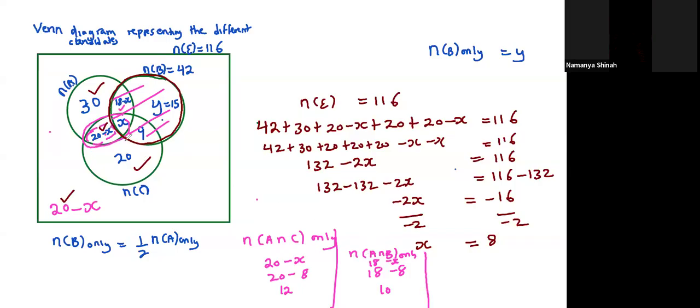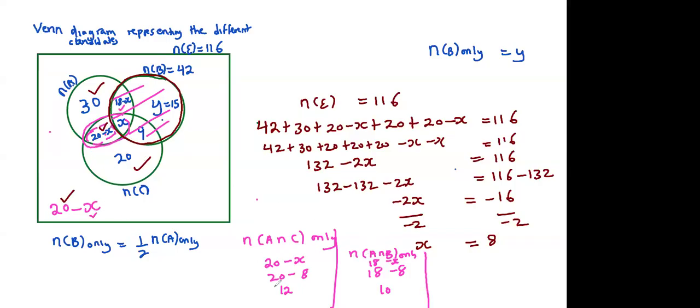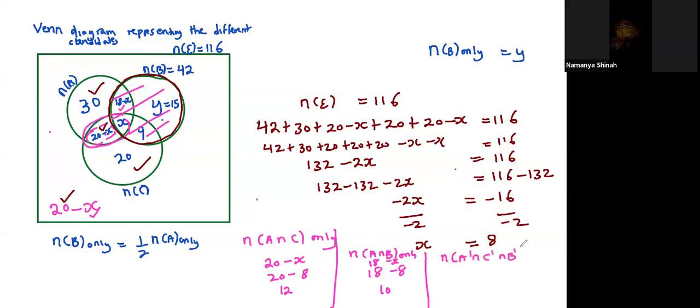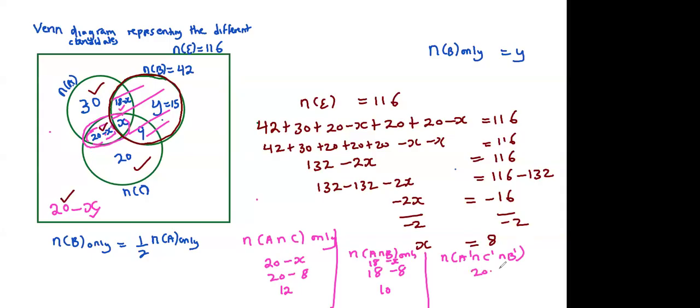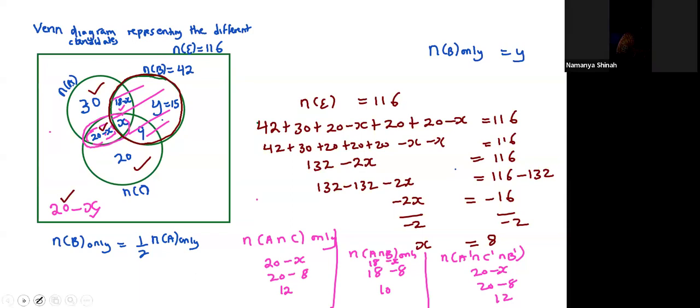I'll continue. I calculate for this one. It is okay since they are the same. For those who do not take any of the subjects, we say this is 20 minus x, which is 20 minus 8, which is also 12. Now, after calculating everything, you go back and draw a new Venn diagram for your work.